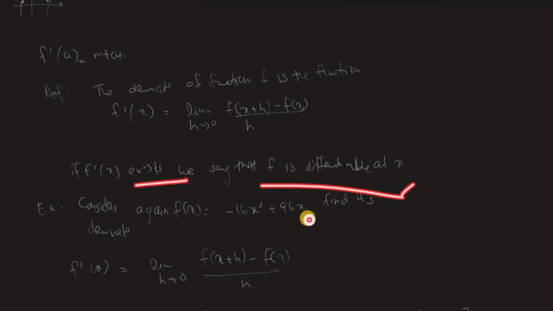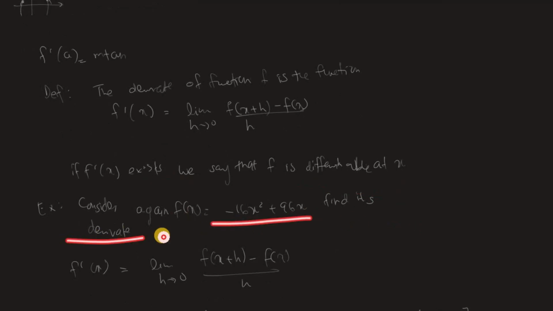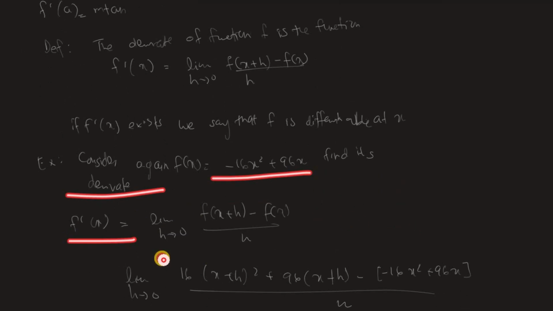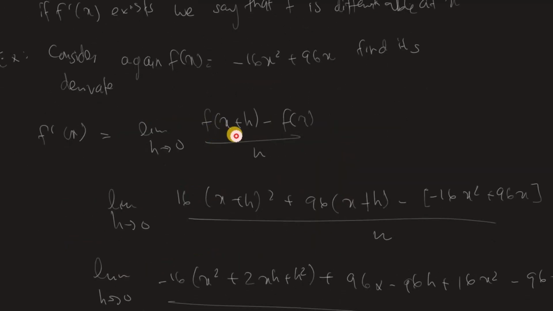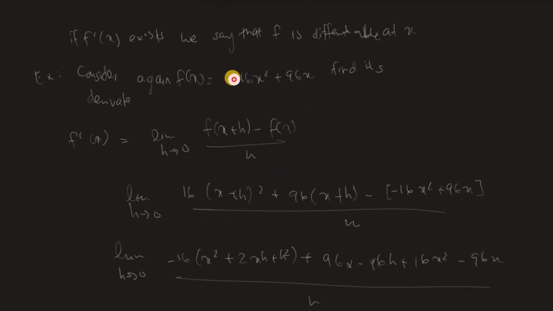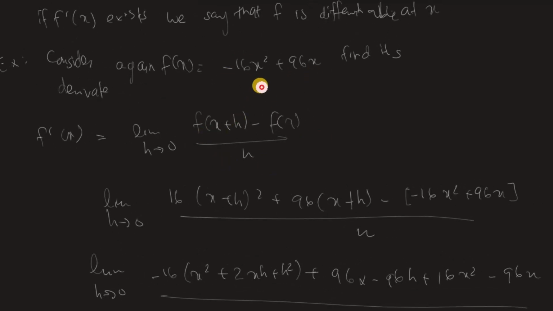Okay, so again we have this function over here. Now we have to find its derivative, f prime of x. So how are we going to find this? This is the formula to find the derivative: f of x plus h minus f of x, over h. So we have this function over here, and we need to replace everywhere we see an x with x plus h.